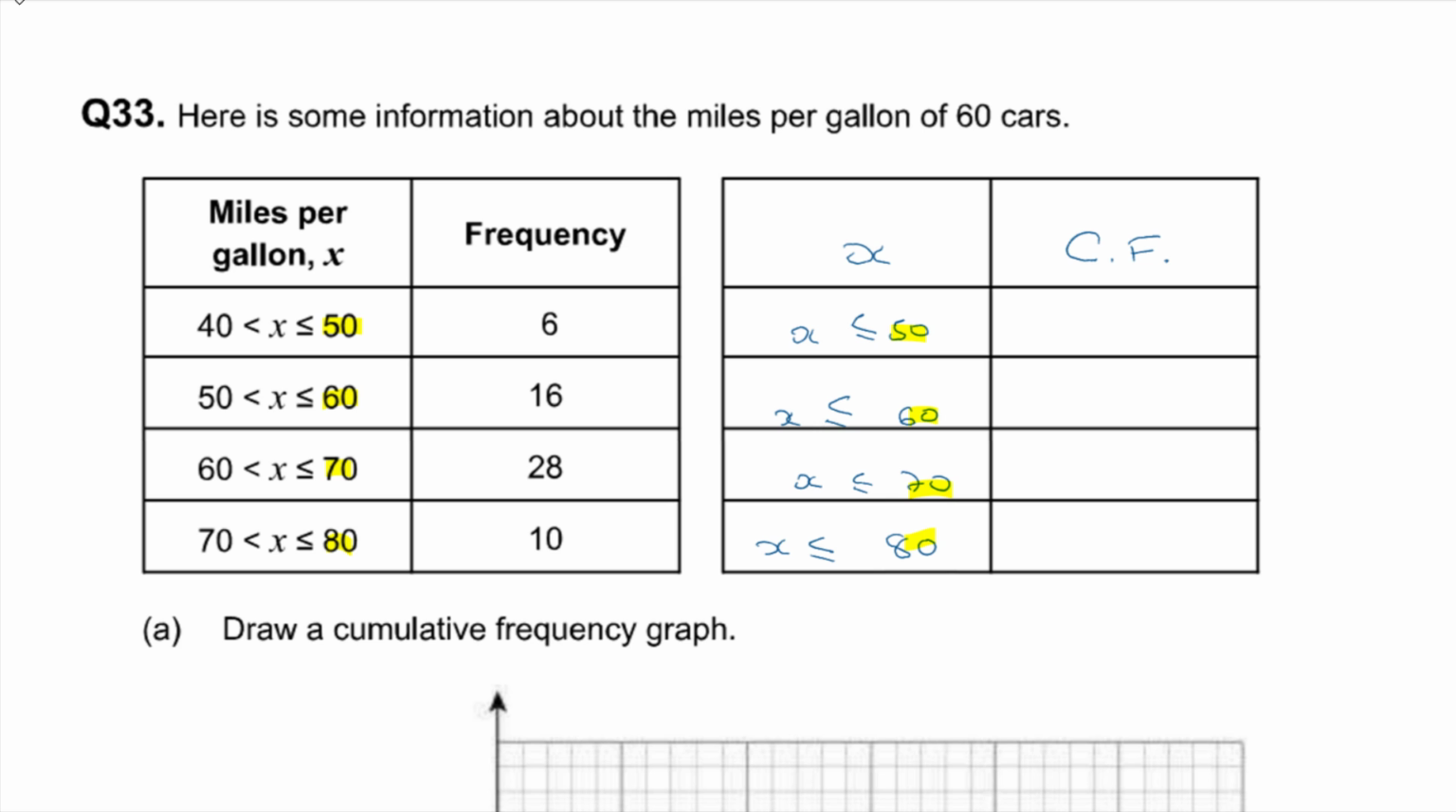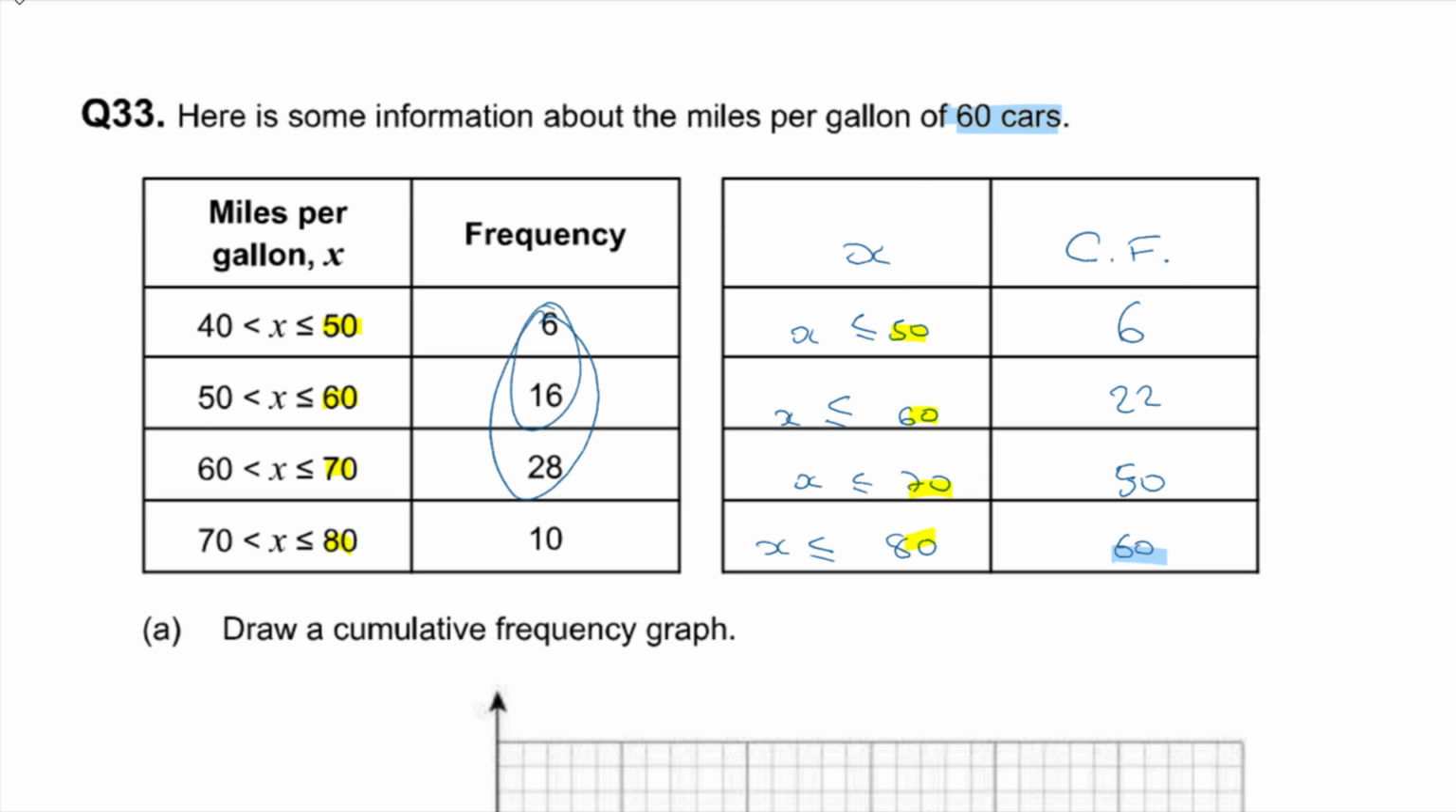Cumulative frequency, just add them up then. Our first frequency is our first cumulative frequency. Our next cumulative frequency is those two added together. 6 and 16 makes 22. Then add on the 28, that's going to take me up to 50. And then add on my 10, that takes me to 60. Just double check I get the same number as I should have. Yes, I do. Okay, now I can go on and plot the points.